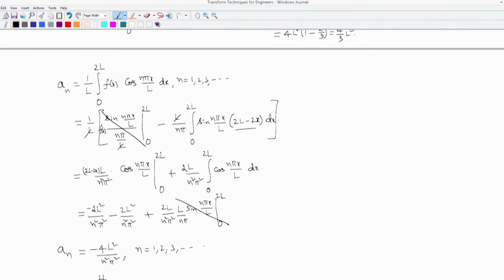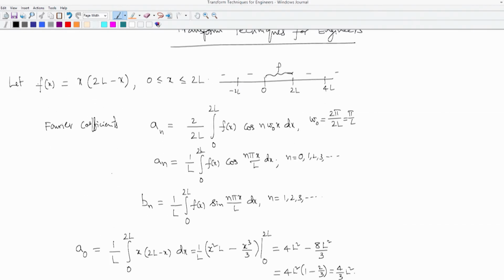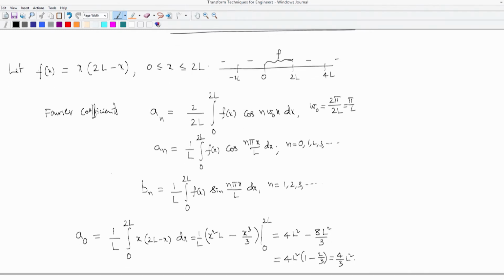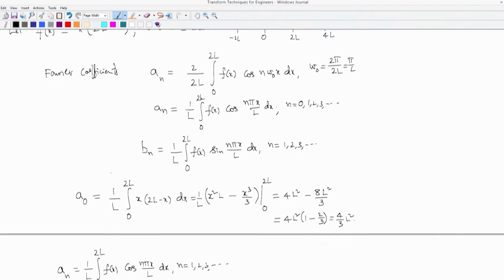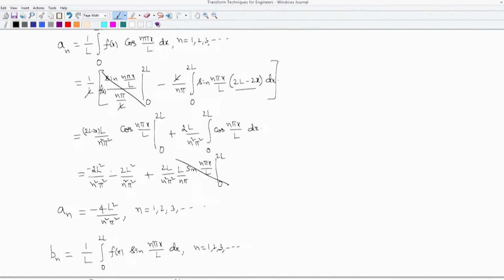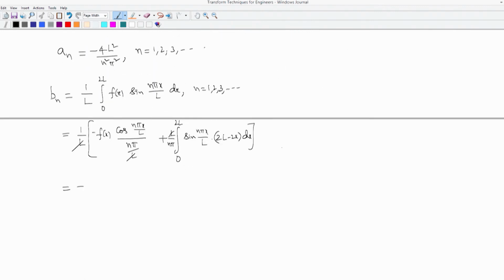x into, so basically what is f? 2 L x minus x square. So, 2 L x, so you can write here 2 L x minus x square is my f x.